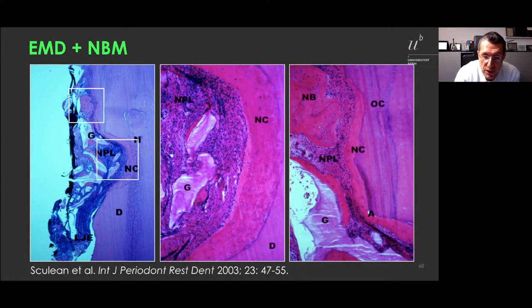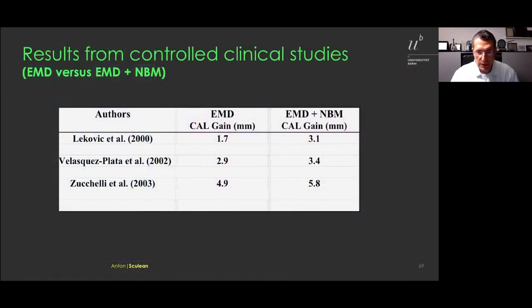And this is what we found histologically. If you combine EMD with a bovine xenogenic graft, what you can observe is the tooth surface. We have here newly formed cementum, periodontal ligament, and you can clearly see the integration of the graft and surrounding of the graft with a bone-like tissue. Comparative clinical studies have shown higher improvements in complex defects when you combine EMD with a xenogenic material as compared to EMD alone.